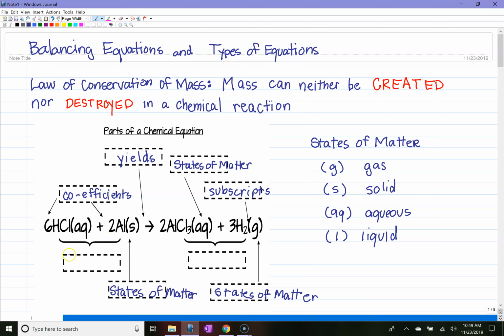On the left side of the equation, we call those the reactants. The reactants are the elements or the compounds that go into the reaction. If it's a compound, the bonds are going to break, and then those elements are going to be reformed into the products. And the products are totally new and totally different from the elements.